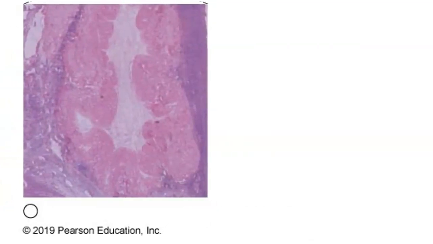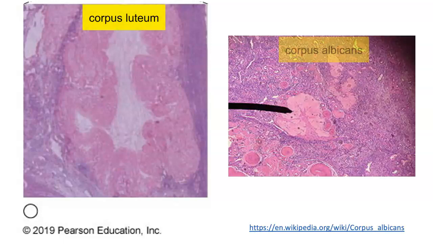Here we can see the microscopic appearance of the corpus luteum. And just to compare that to the corpus albicans, you can see how it looks like the same structure, but it's shriveled up.